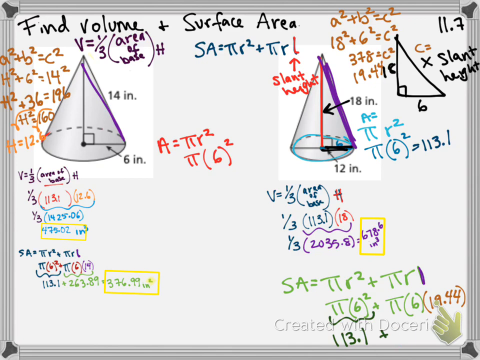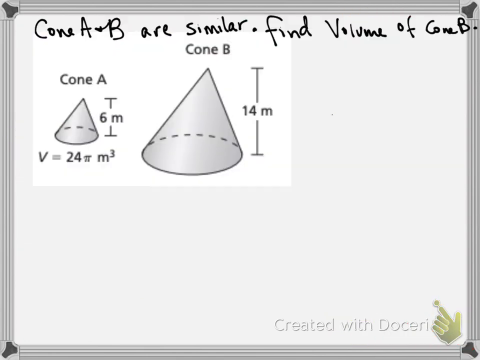So you get 366.44. We are going to add them together. And you get 479.54 inches squared. Again, it is surface area. Area is two-dimensional, so it is squared.